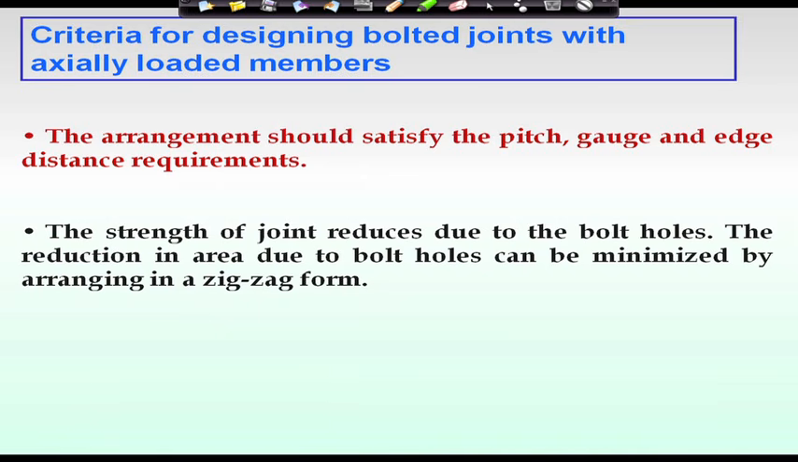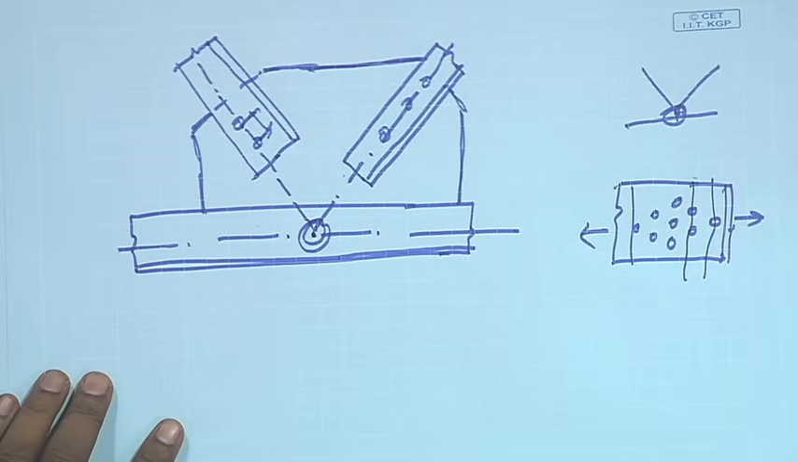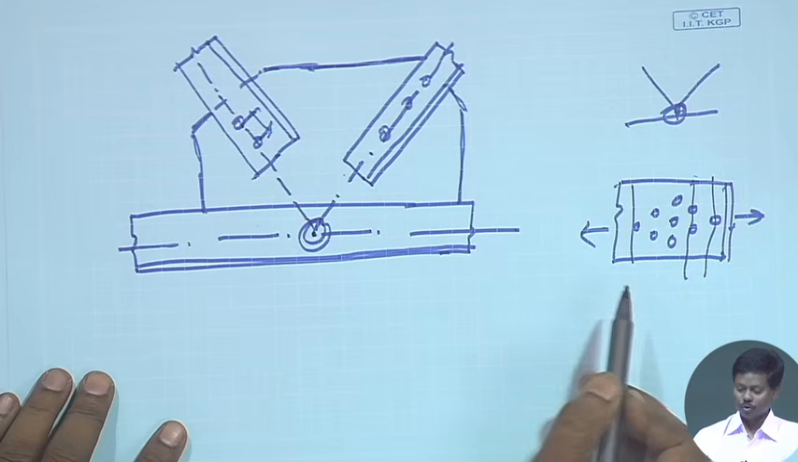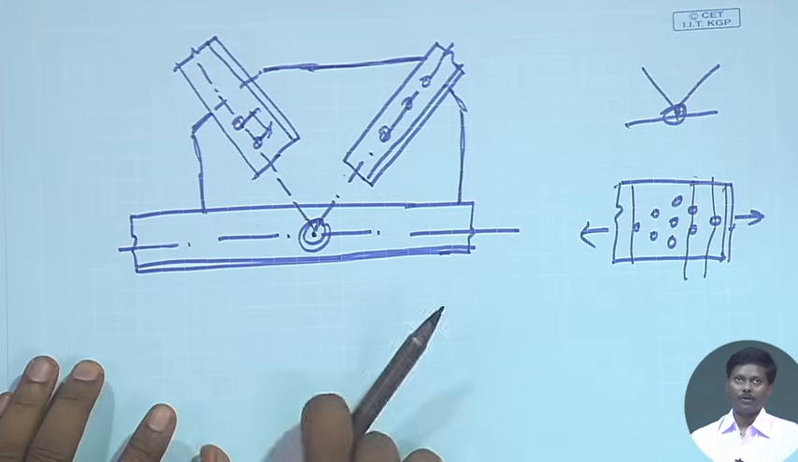Next is the strength of joint reduced due to the bolt holes. So, the reduction in area due to bolt holes can be minimized by arranging a zigzag form or diamond form. If we make, then arrangement can be made in such a way, so that the strength can be increased. So, in short, while designing a connection using bolt, we have to remember certain criteria. One is the length of the joint should be as less as possible. That is possible if we increase the diameter of bolt.